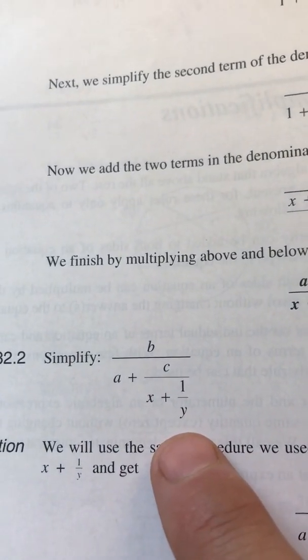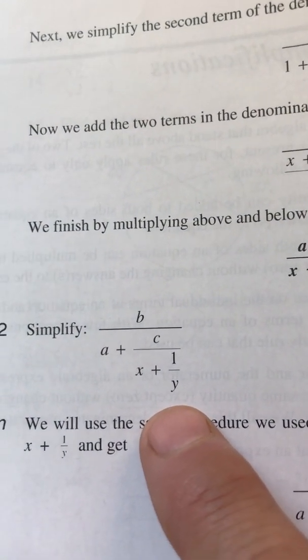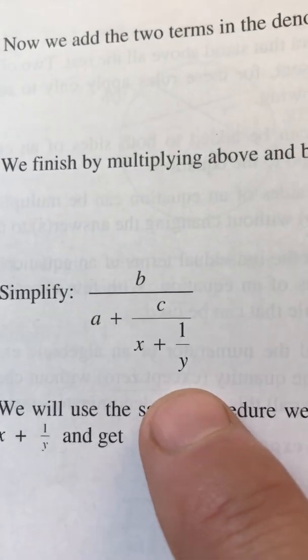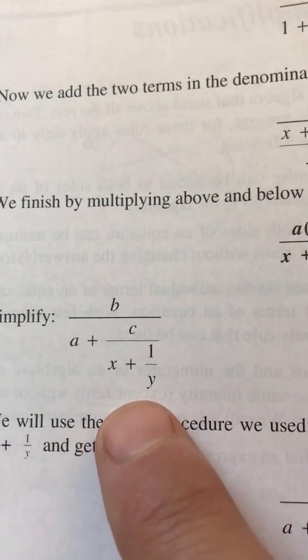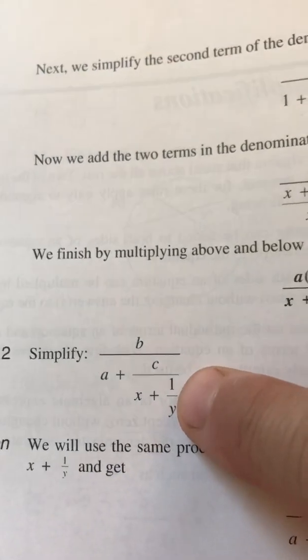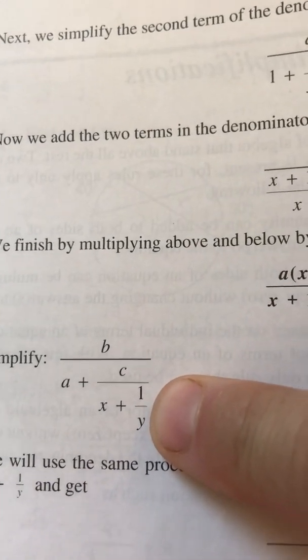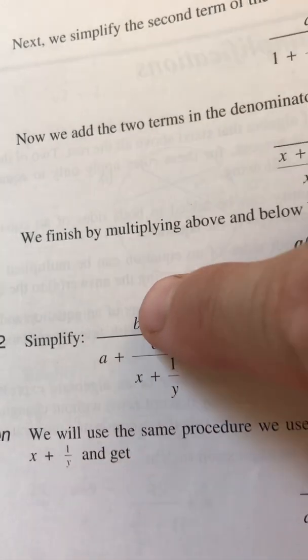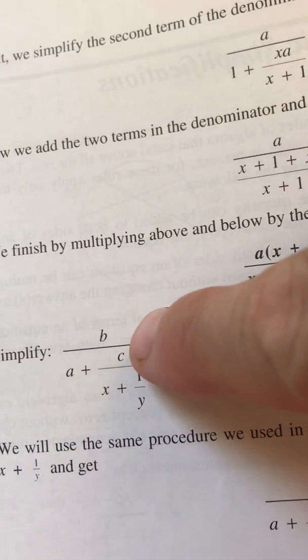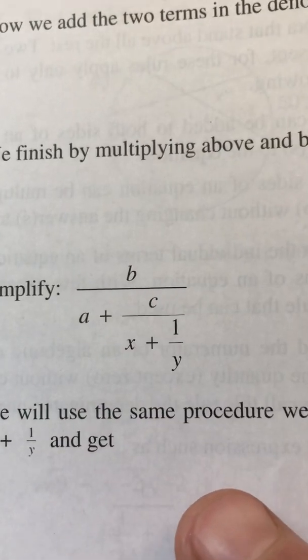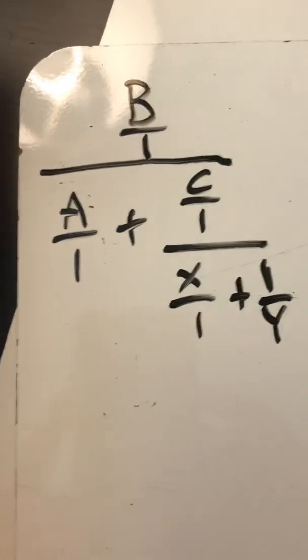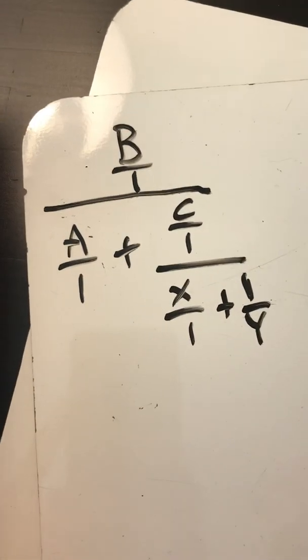I mean, a good math student always writes down his problem before he starts. But I want to show you something. Write everything with a denominator. Right now, this is the only term, 1 over y, that has a denominator. But we have b, a, c, and x. I'm going to make each one of these have a denominator of 1. And look how much neater it looks. Now I can clearly see what I'm dealing with.